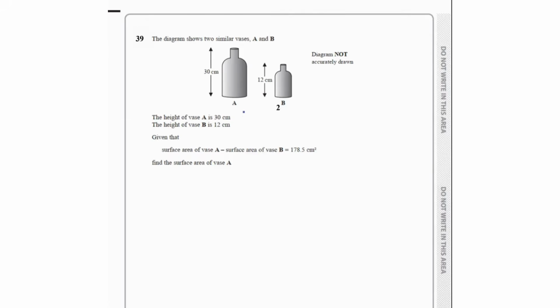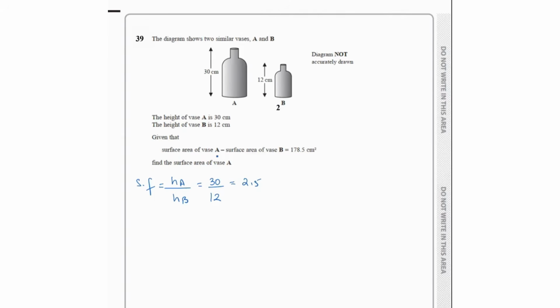So first, let's create your scale factor. Scale factor is going to be height of vase A divided by height of vase B. So that's 30 over 12. That's going to be 2.5. That is your scale factor.